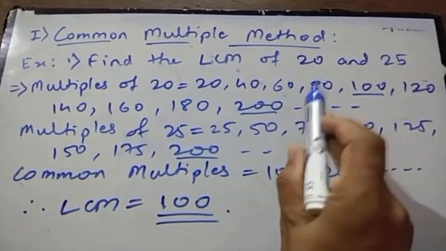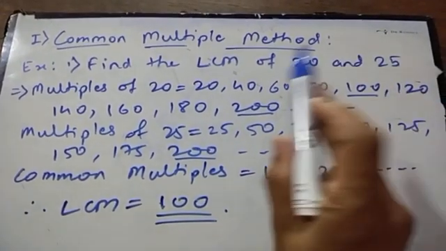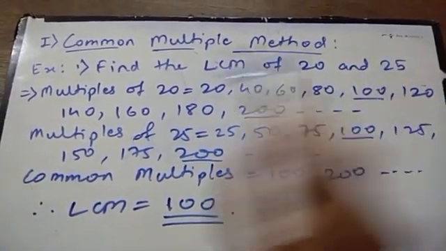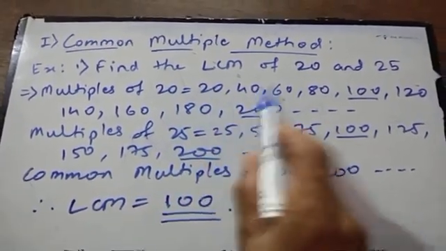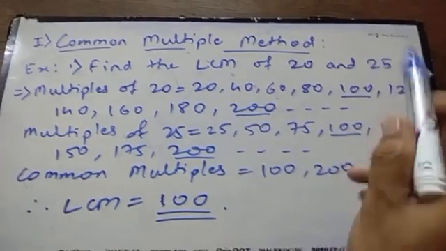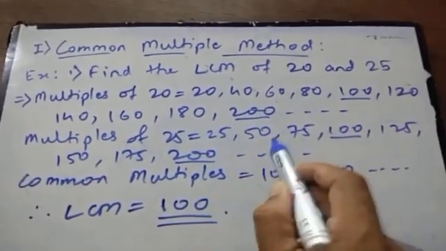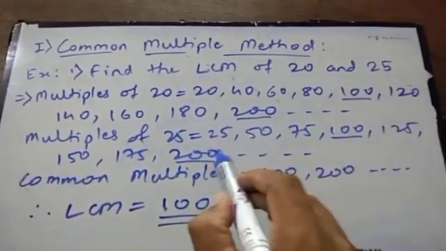Find the LCM of 20 and 25. To find out LCM of 20 and 25, first we have to find out multiples of 20 and 25 separately. So 20, 40, 60, 80, 100 and so on. These are the multiples of 20, and 25, 50, 75, 100 and so on. These are the multiples of 25.